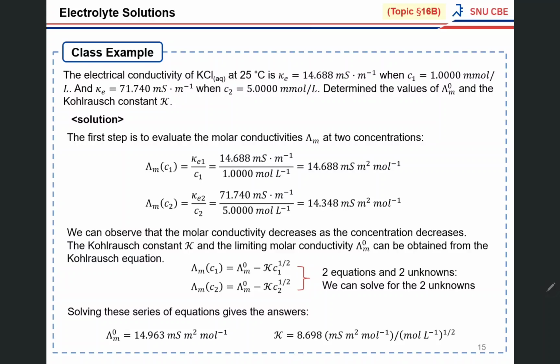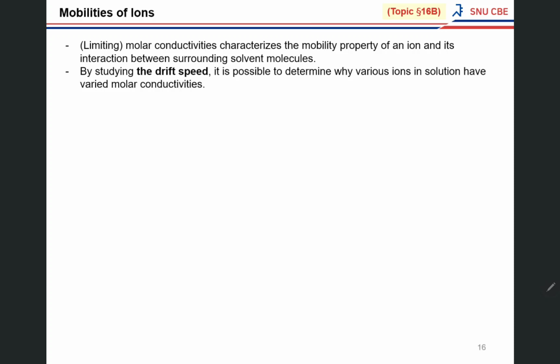So let's move on a little bit to the mobilities of the ion in the liquid phase. Limiting molar conductivity basically characterizes the mobility property of an ion, which is free of the interionic interaction, and we just think of the interaction between that ion and the surrounding solvent molecules. So what we are going to focus on is the drift speed. Drift speed is the nominal apparent speed at which one ion species travels inside this liquid phase.